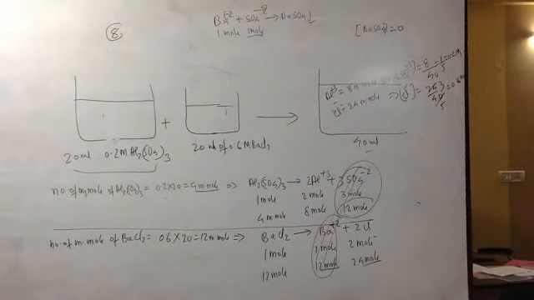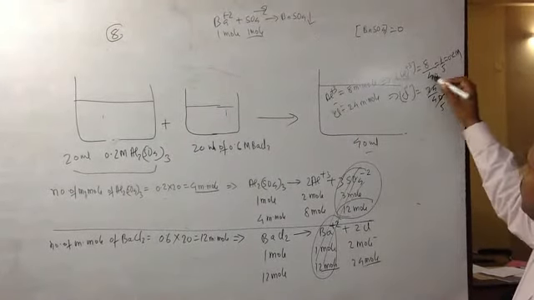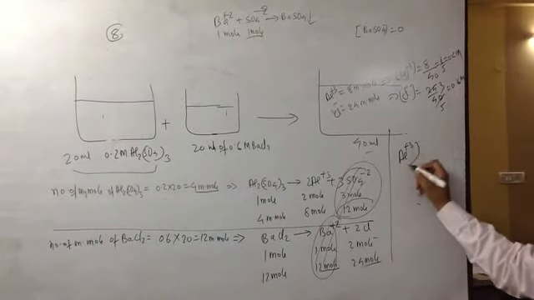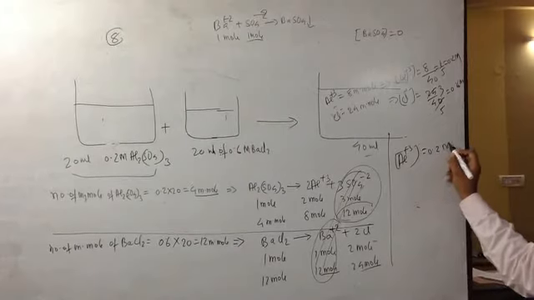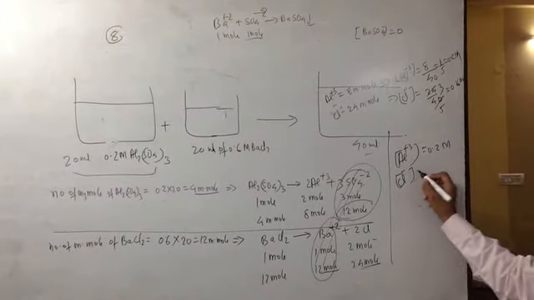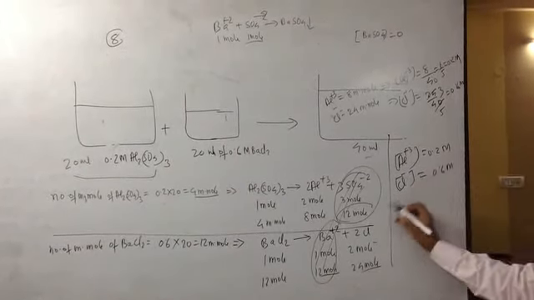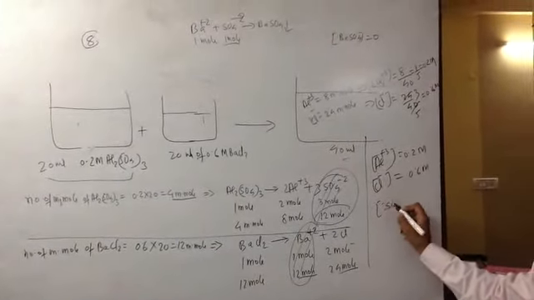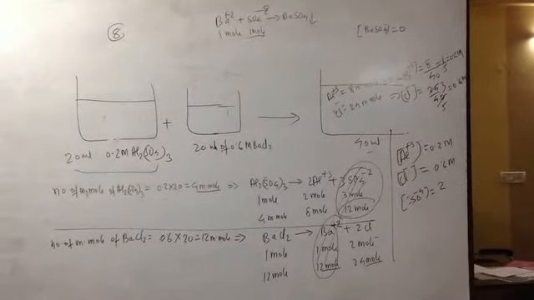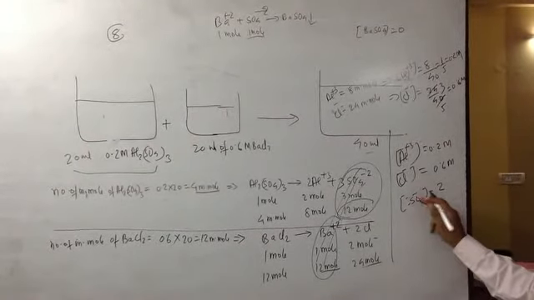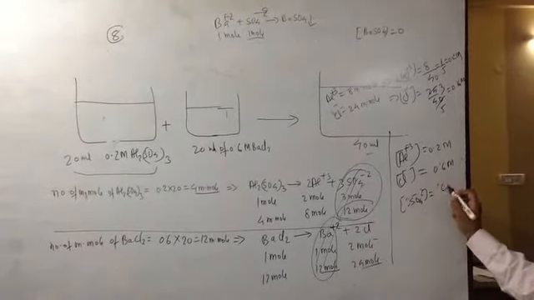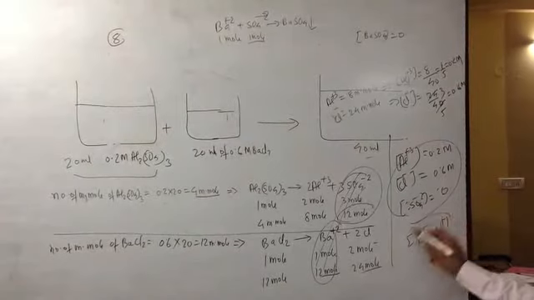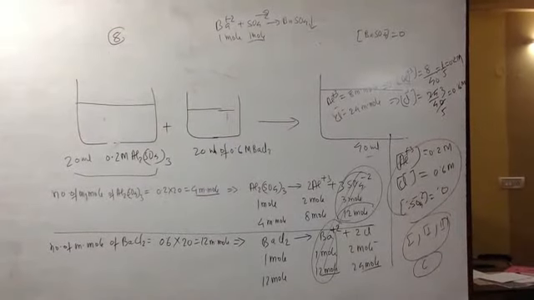Therefore, the answer is Al 3+ 0.2 M. I write the answer this side. Al 3+ concentration is 0.2 M. Cl minus concentration is 0.6 M. And sulfate concentration is 0. In fact, barium concentration is also 0. Therefore, only first, second and third is the correct answer, which is C.